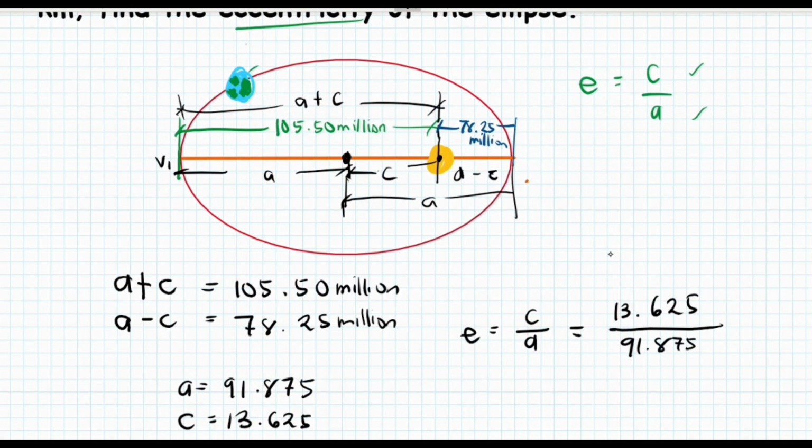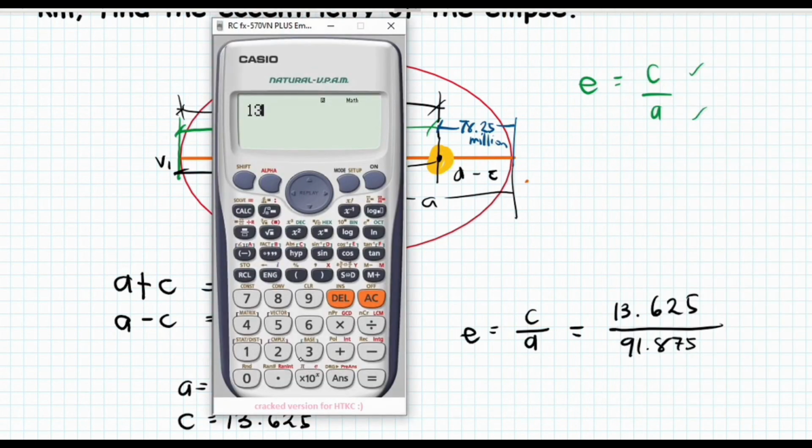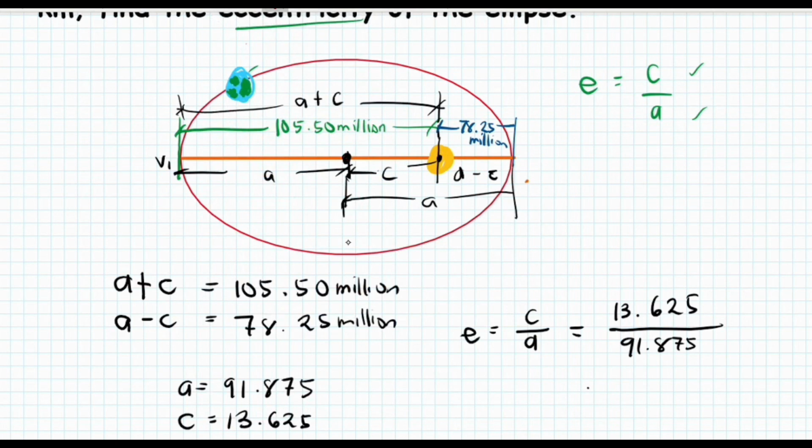Kasi po, makakancel lang din naman po siya. So, lagay po natin dito, 13.625 all over 91.875. That will be equal to 0.148. Okay? Dito naman po is 0.15. Sabihin natin, your eccentricity is equal to 0.15. That's the answer, and that is letter A.